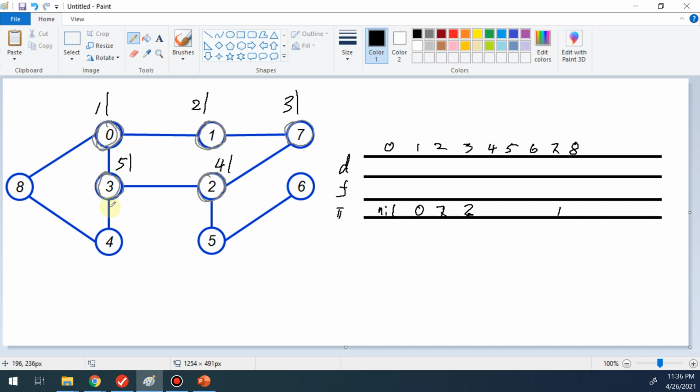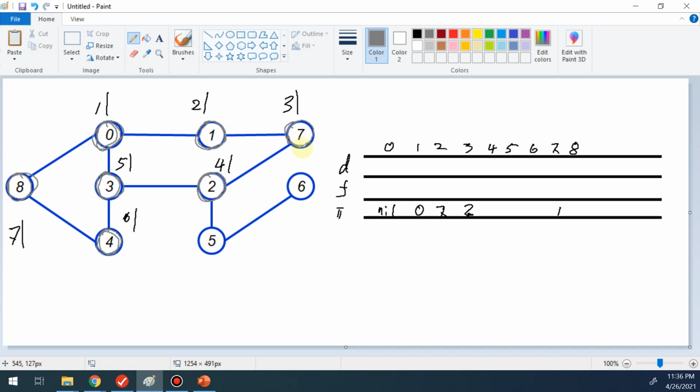Where else do we go? From 3, we can go to 4, so the discovery time will be 6. Let me paint 4 gray. What's next? The next will be 7, when we visit node 8. 8 is also gray. I do want to pause here for now.